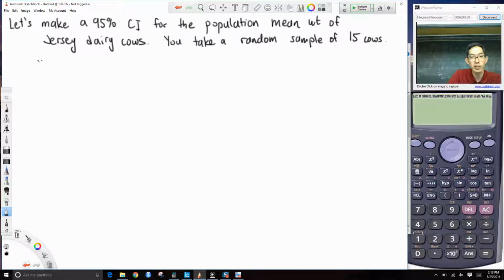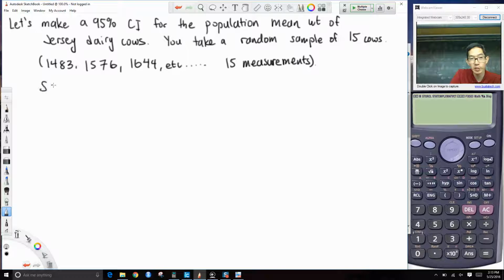Your measurements are something like one cow was 1,483 pounds, and another cow was 1,576 pounds, and another one was 1,644, and so on. So you have a total of 15 measurements. Then we calculate our sample statistics. The sample mean is 1,560 pounds. The standard deviation is 158 pounds.